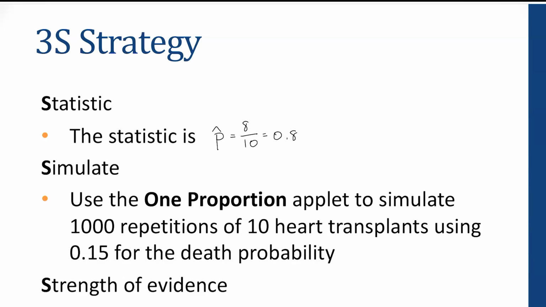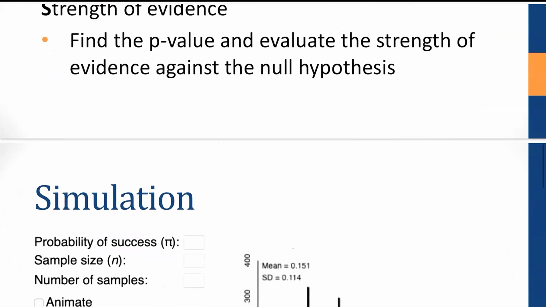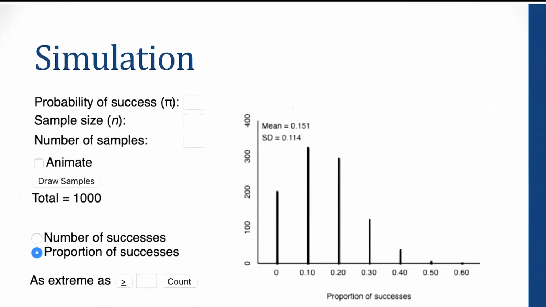The next S in the 3S strategy is simulate. So we'd use the one proportion applet to simulate 1,000 repetitions of 10 heart transplants using 0.15 for the death probability, the assumption that's in our null hypothesis. And then the third S is for strength of evidence, so we're going to find the p-value and use that to evaluate the strength of evidence against the null hypothesis.